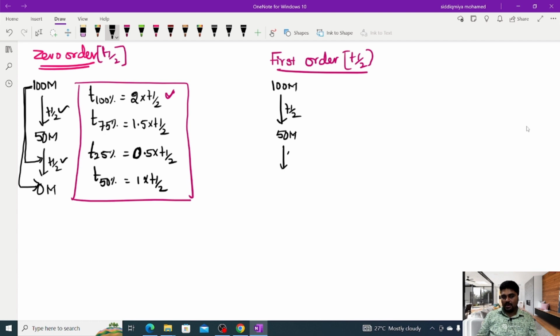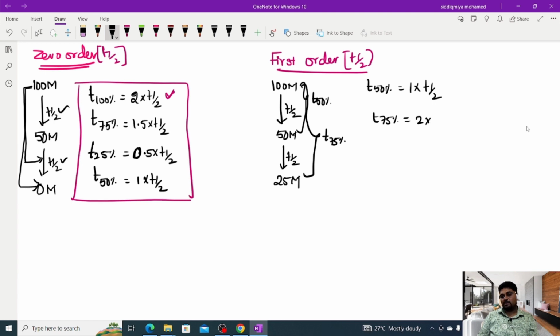In another T half what will happen? It will become 25 molar, not 0. 0 will happen in zero order, where within 2 T halves the total reaction will complete. So here what can we write? The time taken for T 50% is equal to 1 T half. The time taken to reduce its initial concentration by 75%, T 75%, is equal to 2 T half we can write.